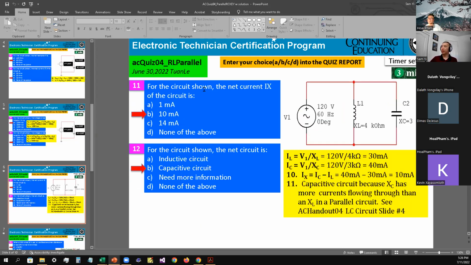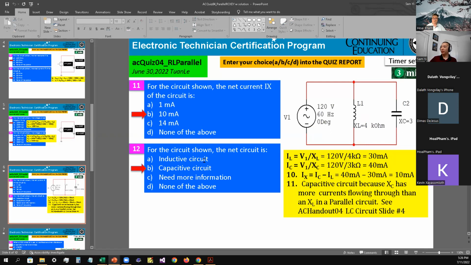Okay, for number 11, for the circuit shown, the net IX of the circuit is the total current, net current. Okay, so the first thing we want to do is find the current through each of the components. The first one was the IL, so that comes up to 30 milliamps. IC would be 40 milliamps. So IX equals IC minus IL. So 40 minus 30 milliamps equals 10 milliamps. So the answer is B as in boy for number 11.